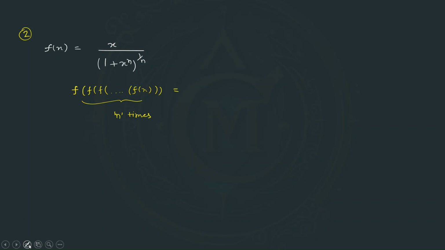The next pattern that you have to keep in mind is this. If f(x) is of the form, let's say, x divided by (1 plus x to the power n) whole to the power 1 by n, then f of f of f of so on up to f of x, where we take this composition n times, is equal to x divided by (1 plus n x to the power n) whole to the power 1 by n. This you have to keep in mind. Direct questions on this have been asked in JEE Main and Advanced.